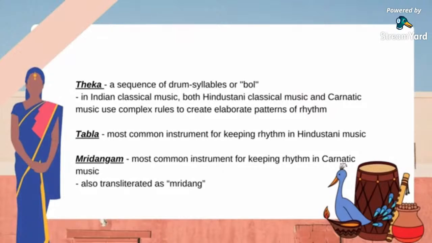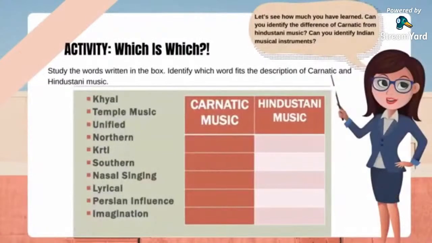Tabla, most common instrument for keeping rhythm in Hindustani music. Mridangam, most common instrument for keeping rhythm in Carnatic music. Also transliterated as mridang.